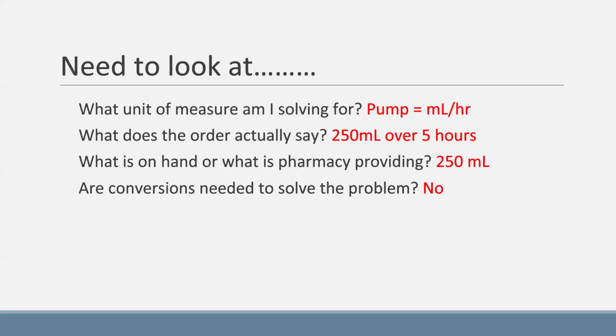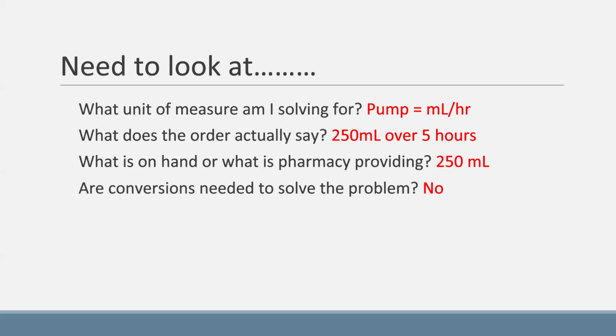Oops, I forgot to ask the 4 questions. Have to do it, so make sure that we do it every time. What unit of measure am I solving for? It's a pump, so it's going to be milliliters per hour. The order says 250 mils over 5 hours. And I have in my hand a 250 milliliter bag. That's what the pharmacy sent me. Do I have any conversions? No.